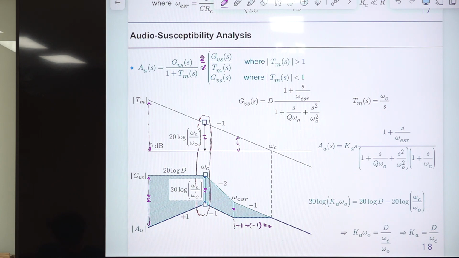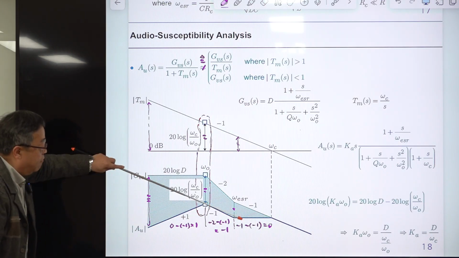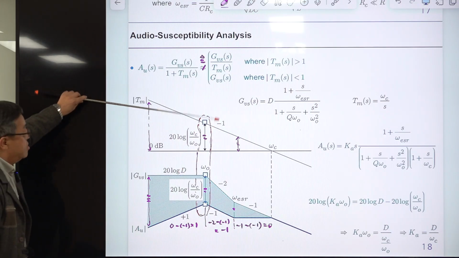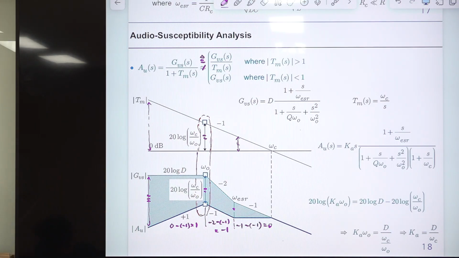In this region, this slope is -2 minus -1, which is -1. So we have 0 slope here. And in here, this slope is 0, and subtracting -1 gives +1 slope. Okay, so this is obvious. So this is the resulting audio susceptibility constructed from this using the asymptotic plot.